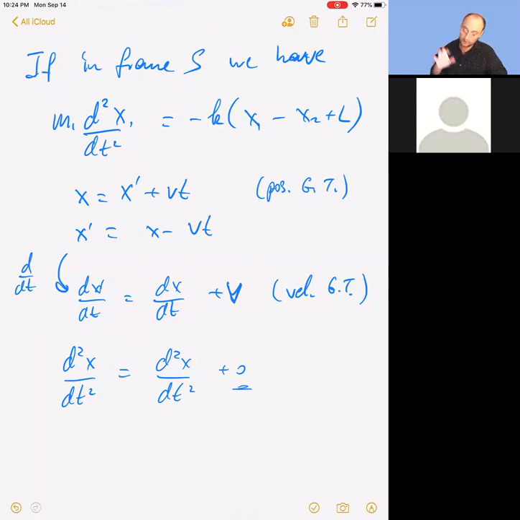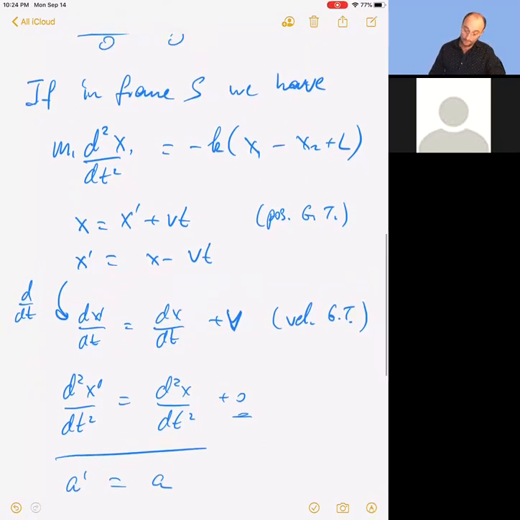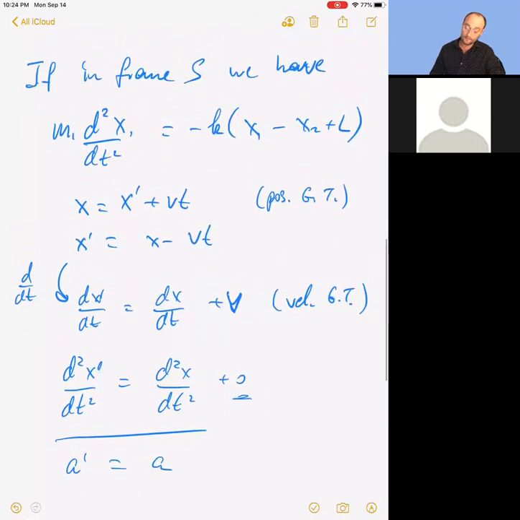So if frame one is inertial, and frame two is moving uniformly relative to frame one, then frame two is inertial. Okay, so the accelerations are the same. So you would say that a prime equals a, right? So that's the left-hand side. The left-hand side would say m1 times the second derivative of x1 prime.